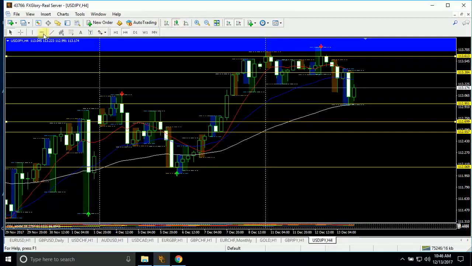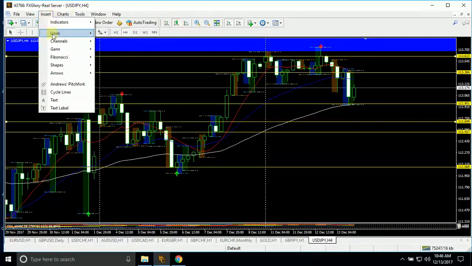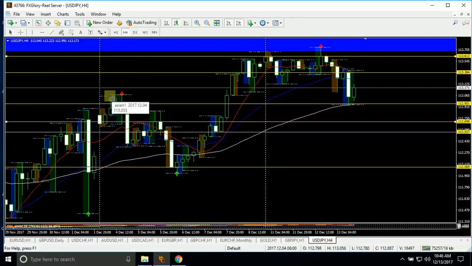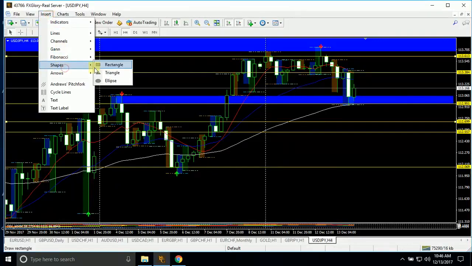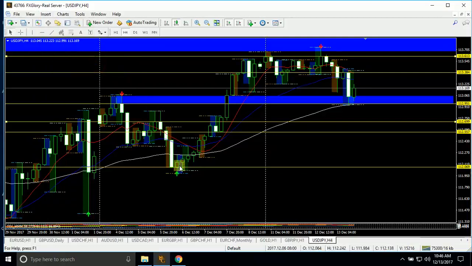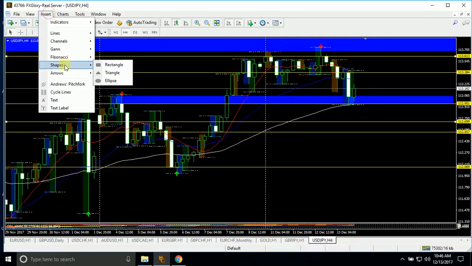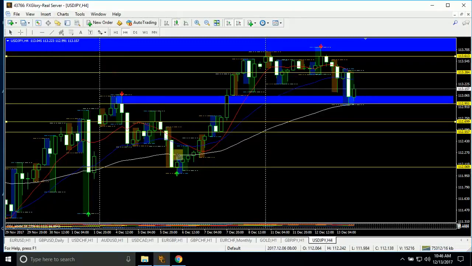So you'll see by drawing in our lines and our zones, we have identified extremely profitable areas of interest when it comes to executing a trade.